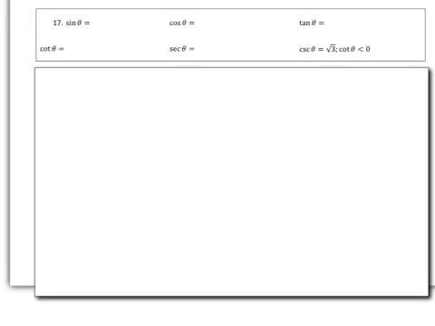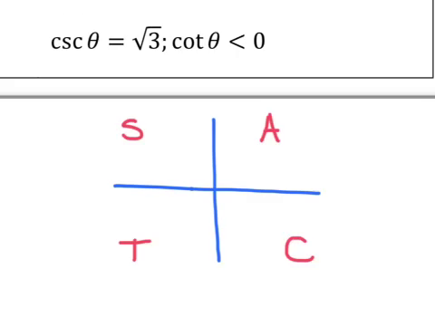And we're starting out here with a cosecant value of square root of 3, and cotangent is negative. So the first thing we want to do is identify what quadrant this will be located in. Since cosecant is positive, it could be located here, where all of them are positive, or in quadrant 2, where sine and its partner cosecant are positive. Now because cotangent is negative, that means out of 1 and 2, it could only be quadrant 2.